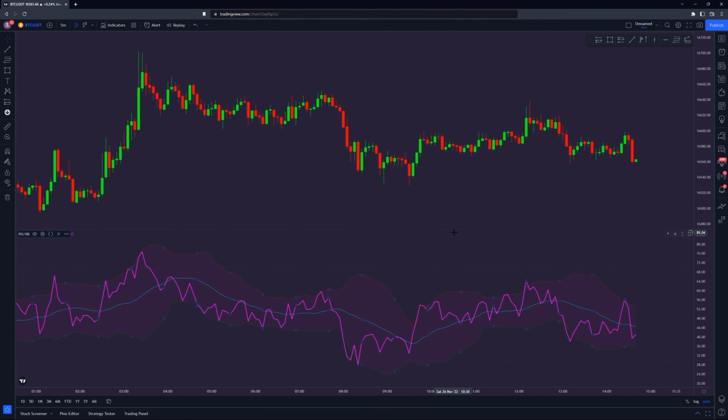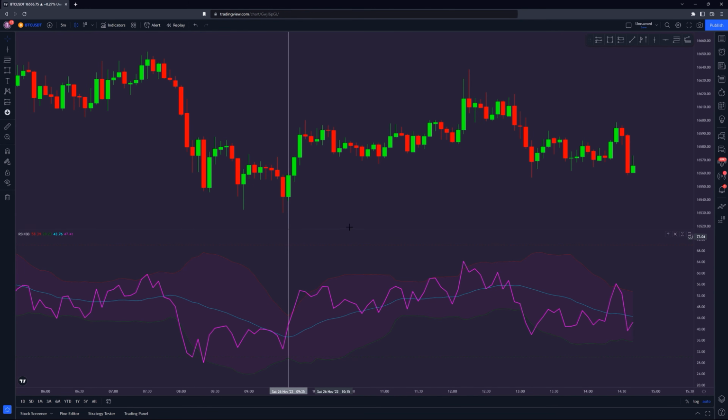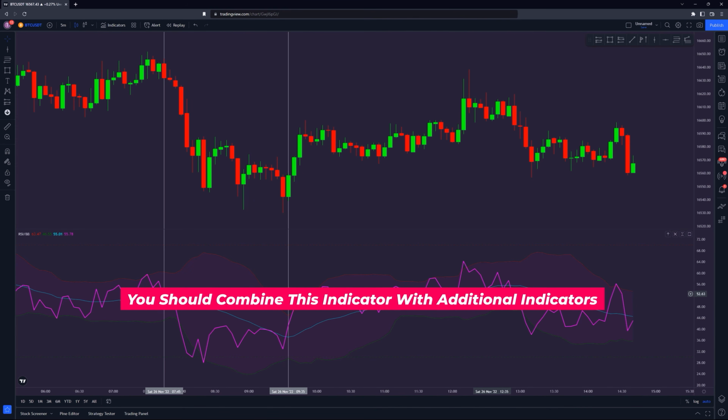This indicator gives very accurate and powerful signals most of the time. When the RSI line crosses above the middle line, it gives a very powerful buy signal. When the RSI crosses below the middle line, the market is very bearish. But unfortunately, this indicator gives false signals too. You should combine this indicator with additional indicators to increase your chance of winning. I will show you more strategies in future videos.